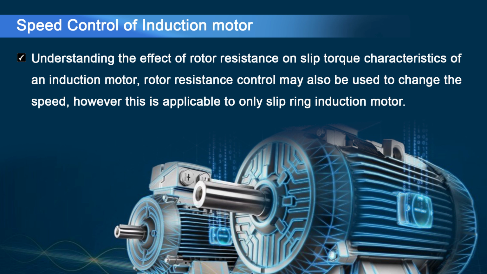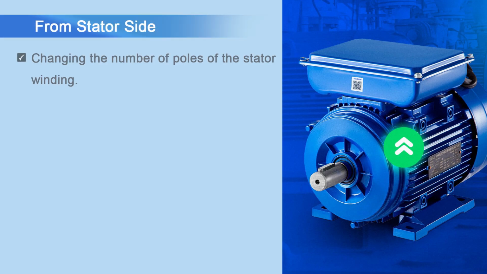However, this is applicable to only slip ring induction motor. In case of cage type motor, we are having no provision of insertion of any resistance. Thus, we can summarize the speed control of induction motor can be achieved from stator side by changing the number of poles of the stator winding.